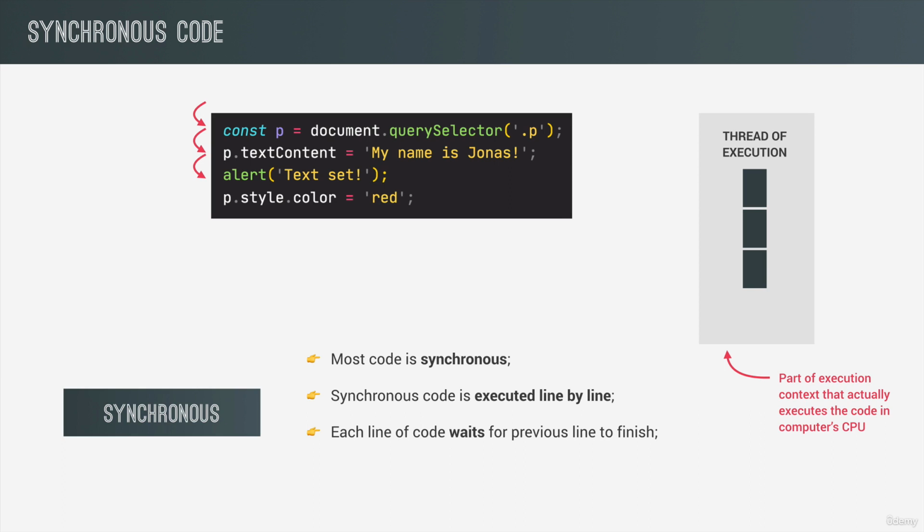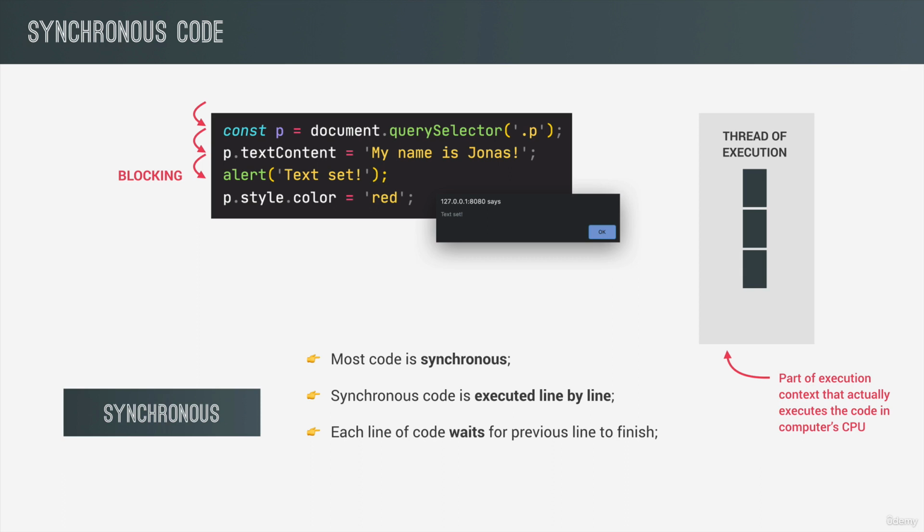Now, this can create problems when one line of code takes a long time to run. For example, in this current line of code, we have an alert statement which creates this alert window. Now, as we've experienced in the past, this alert window will block the code execution, right? So nothing will happen on the page until we click that OK button. And only then the code can continue executing.